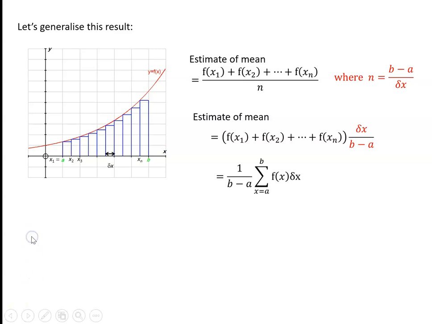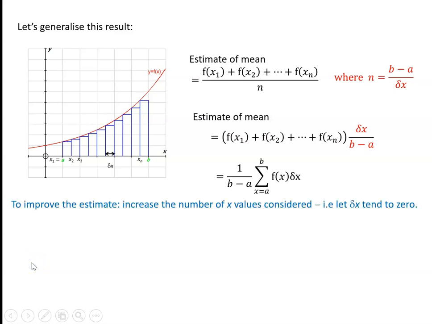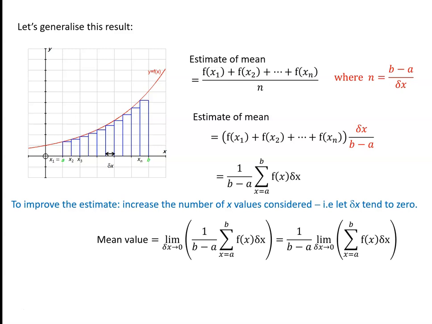To improve the accuracy of this estimate, we just need to have more x values, so we need to increase the size of n. In other words, we need to decrease the size of delta x. So to get a really accurate value, what we need to say is that the mean value is the limit as delta x tends to 0 of 1 over b minus a times by the sum of the f of x's times the delta x's.